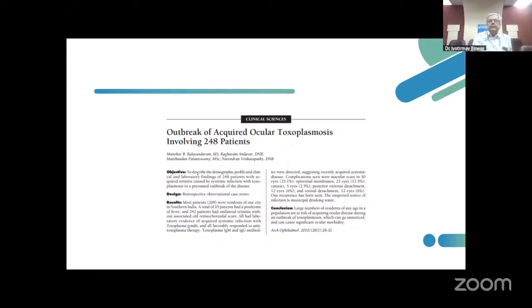So you can ask the patient, have you got a cat in the house? They would say, no cat in the house. But that doesn't matter. If cat stool contaminates the vegetable salads which you are taking, or you take some uncooked meat. In Nepal, they found that uncooked meat was one of the sources of toxoplasma.